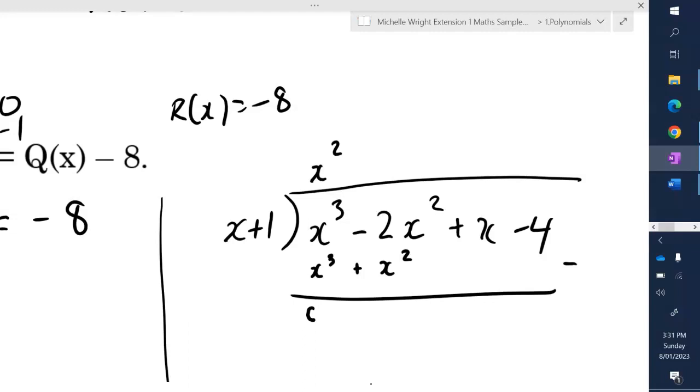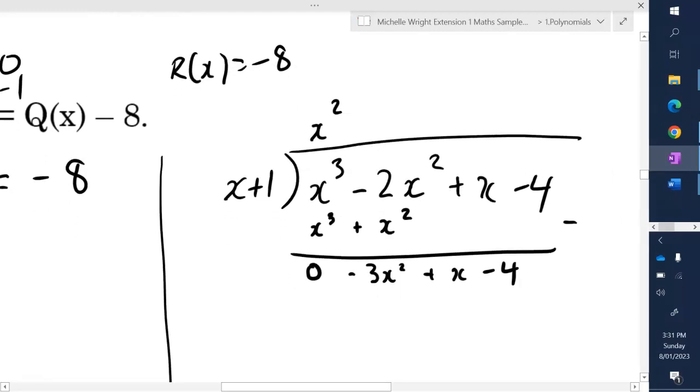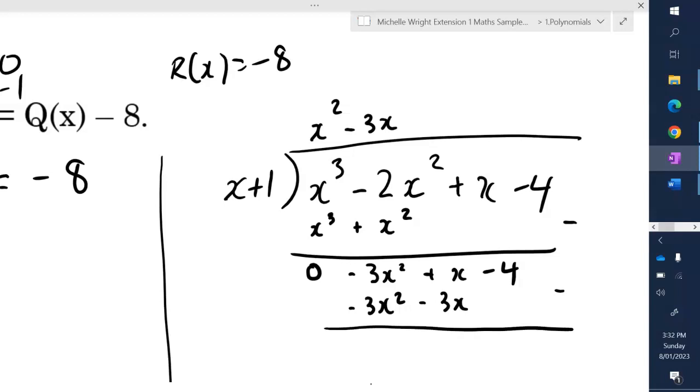X cubed minus x cubed is 0. Minus 2x squared minus x squared is minus 3x squared. And my plus x minus 4 have nothing to subtract from, so they stay there. Now, looking at how many times x goes into minus 3x squared, we're going to end up with minus 3x. Multiplying out, we end up with minus 3x times x is minus 3x squared. Minus 3x times 1 is minus 3x. Let's subtract those lines again.